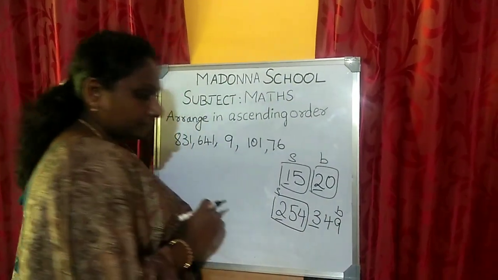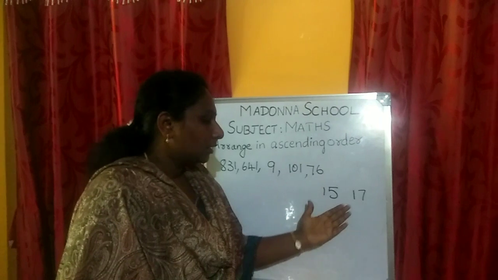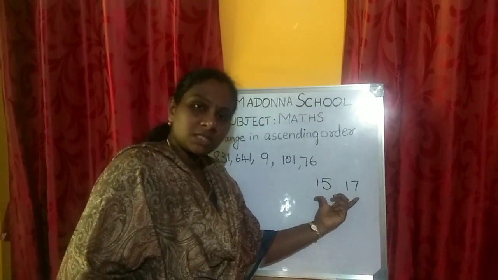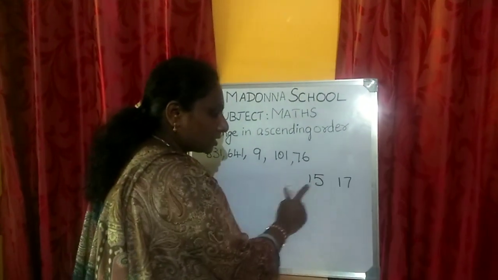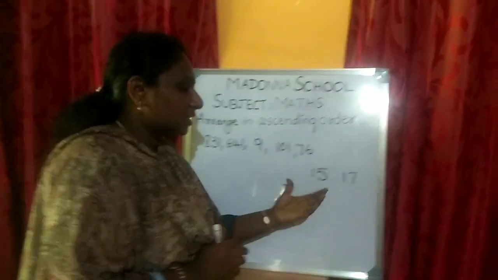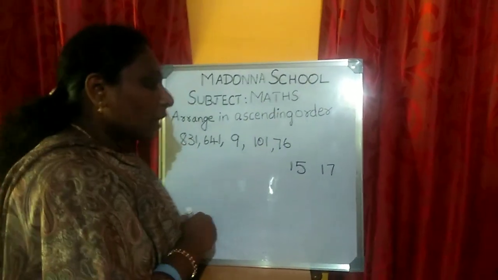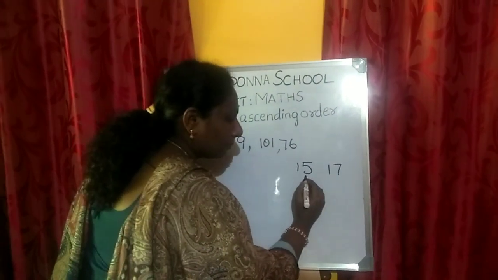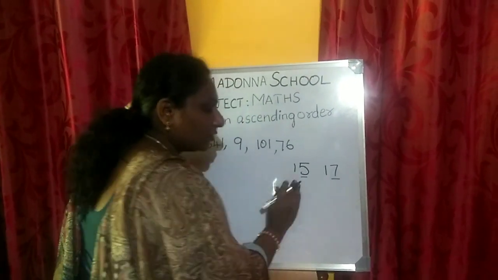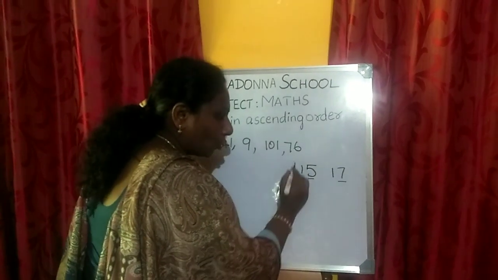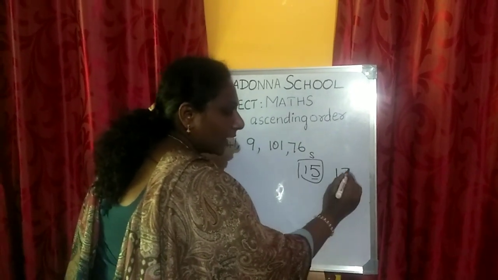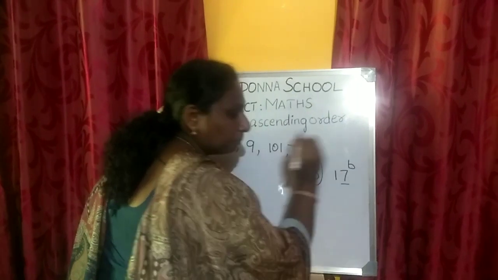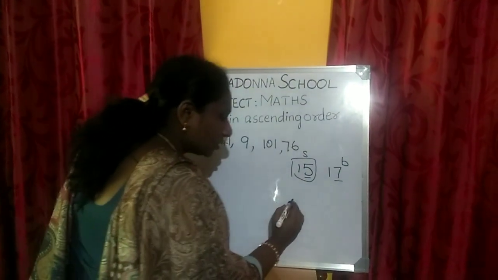Okay. Third step: here the number of digits is the same and the first digits are also the same. So what should you do, children? Then you have to compare the next digit. So 5 and 7. Which is smaller? 5 is smaller. So 15 is smaller and 17 is bigger. Okay, now we'll see the 3-digit numbers.